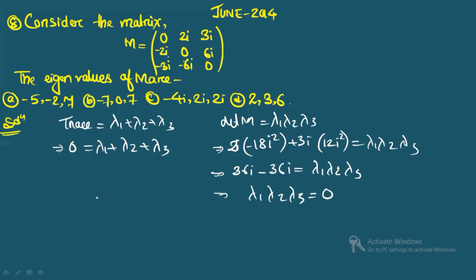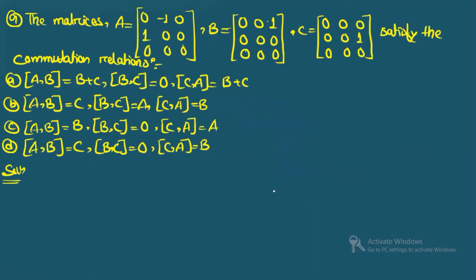So you will have to choose the option which will give you the product and sum both to be 0. If you see the first option, you will not get the product to be 0 because all the eigenvalues are nonzero numbers. C will also not give you the product to be 0, and D also. It's only option B which has 0 as an eigenvalue, and it will give you the sum to be 0 as well as the product to be 0, because when the product of the eigenvalues is 0, one eigenvalue must be 0. Clear? Now let's see the next question.